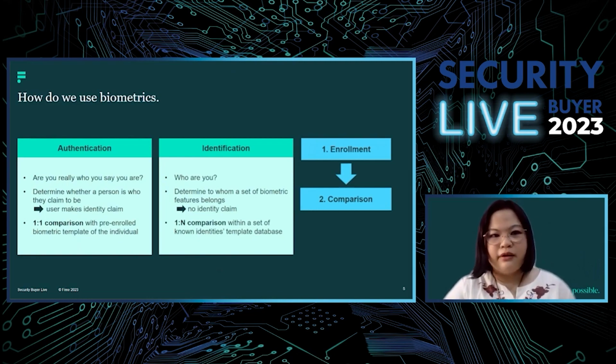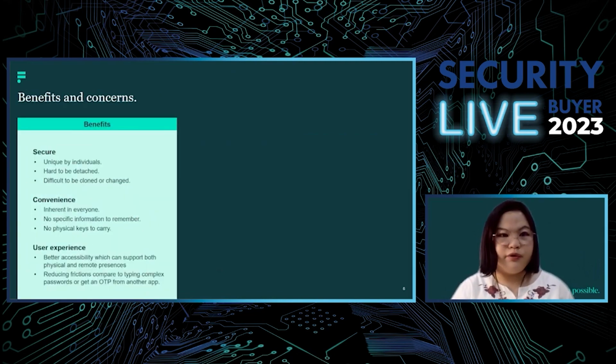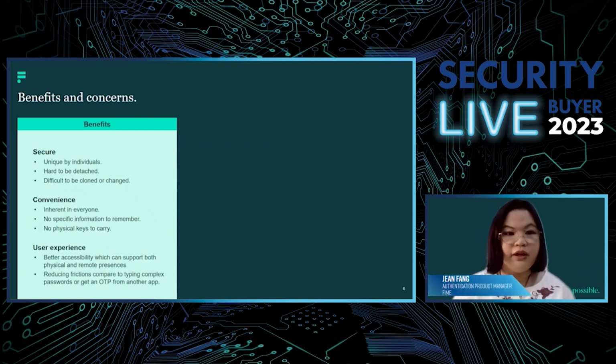So we can see on the biometric side, there are a few benefits and concerns why we choose to use biometrics. Security is, of course, the benefit of it. It's unique for every individual. And the convenience side, there are no specific information to remember. We don't need to remember any password, PIN code, and we have no physical keys to carry.